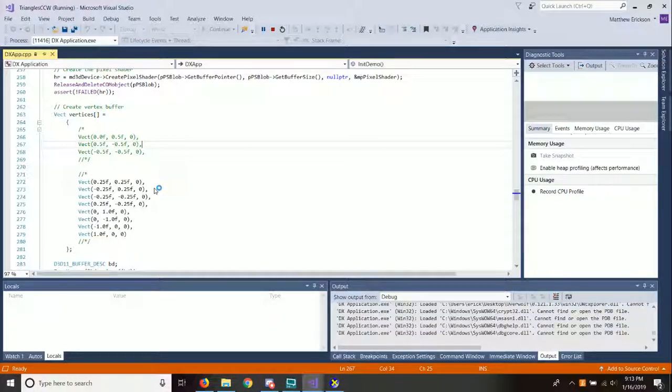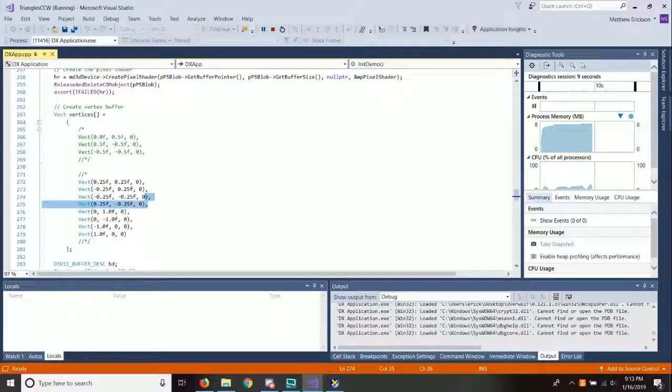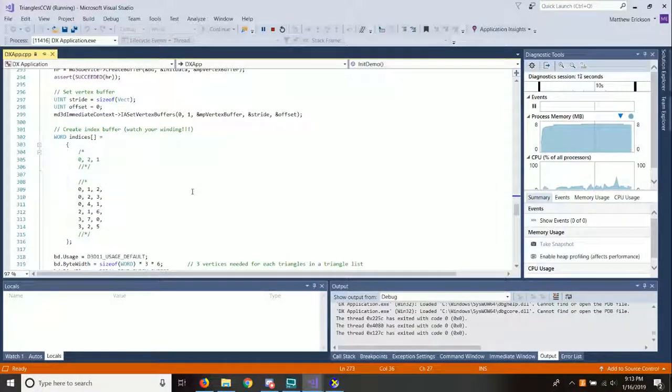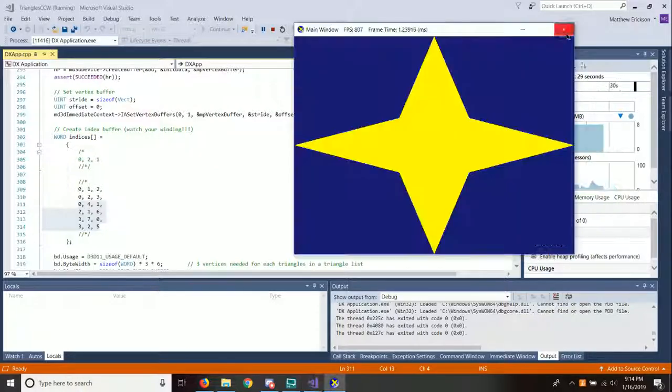Basically, I just used this given square program, made it a bit smaller, added the points for the edges of the triangles that we needed to add to the outside, and then added the winding triangle vertices that we needed to have here. And as you can see, it draws pretty much just like you would expect.